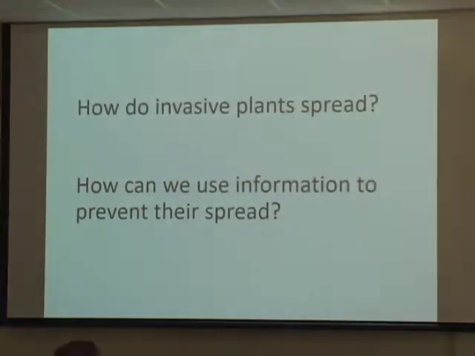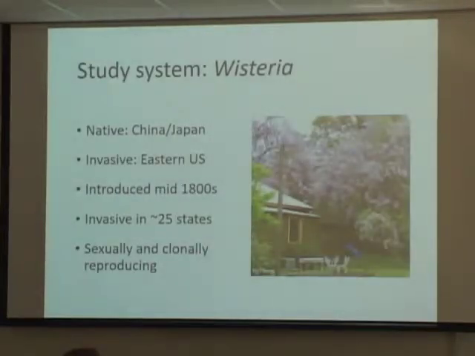So the big questions I'm interested in are: how do invasive plants spread, and how can we use information about their spread to prevent their spread? To get at these questions, I studied wisteria. Wisteria is native to Japan and invasive in the eastern half of the United States.